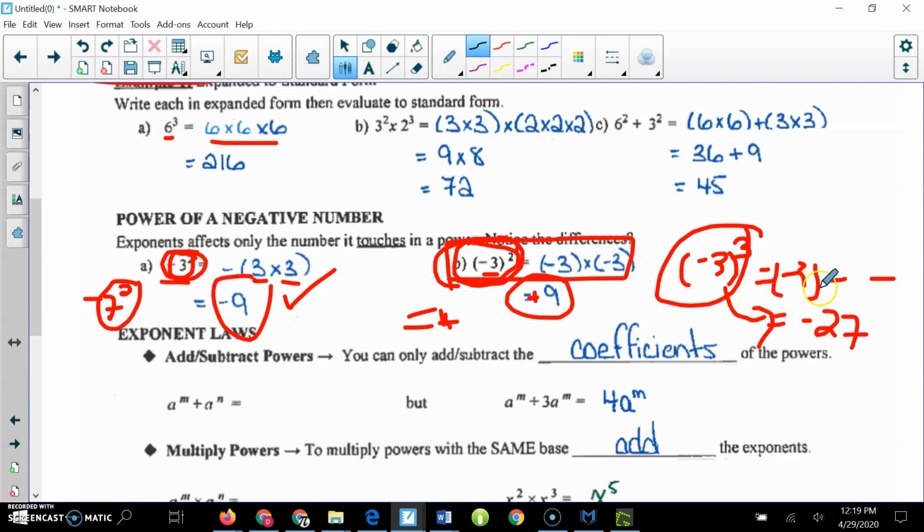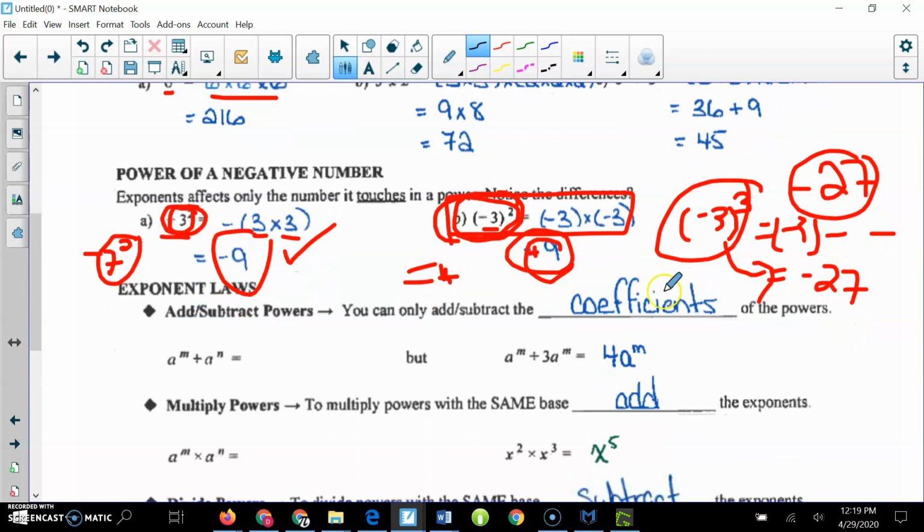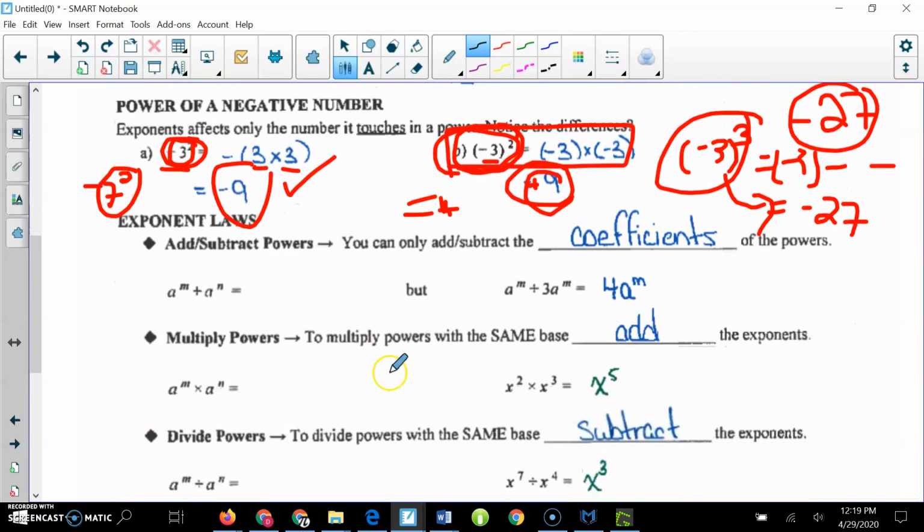But if not, just go ahead, like if you get 27 here, actually do this. If you put -3 squared in and get plus 9, and then you throw in -3 cubed and you get -27, then you're fine. If you have the wrong sign for one of these, then you're gonna have to remember this rule, okay? Other rules, there are 3 other rules.